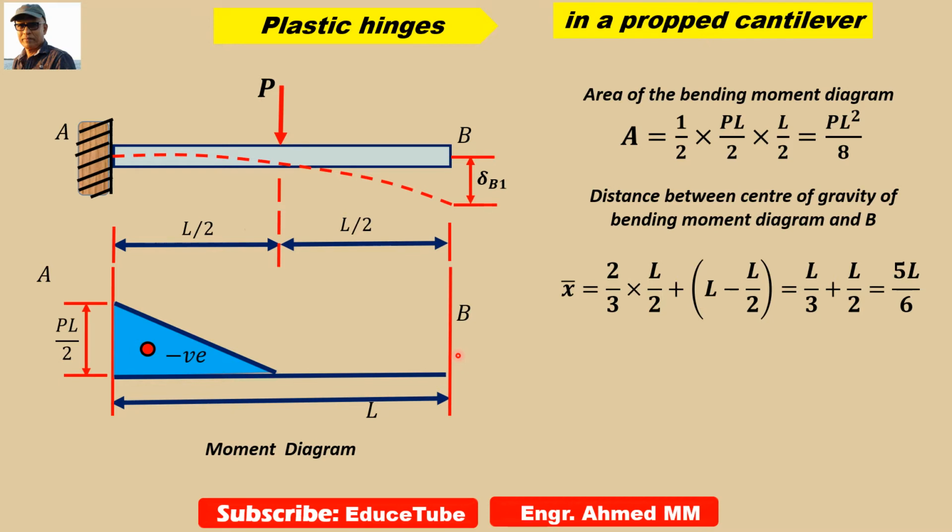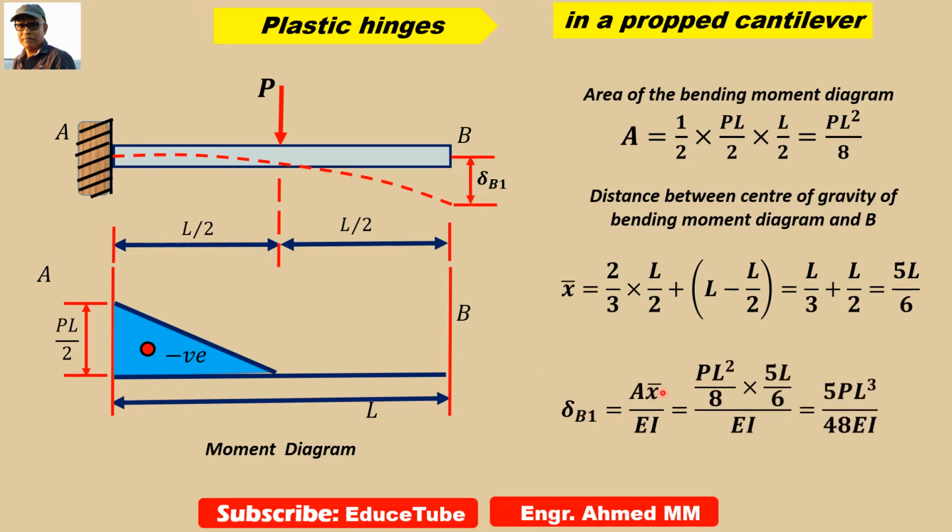Now we have to use the moment area method formula. The formula to find the deflection δB1 is A multiplied by x bar divided by EI. Putting in this area and x bar value, we easily get the value for this deflection. Now we have to find the deflection at the same position considering the reactions. So we'll see it in the next slide.